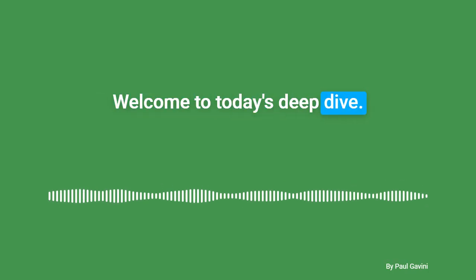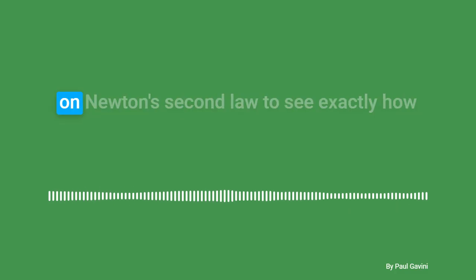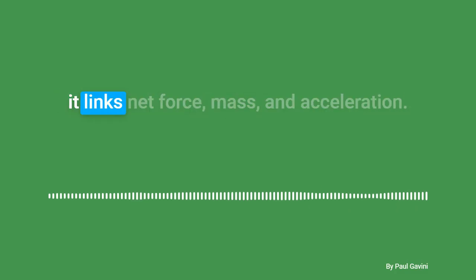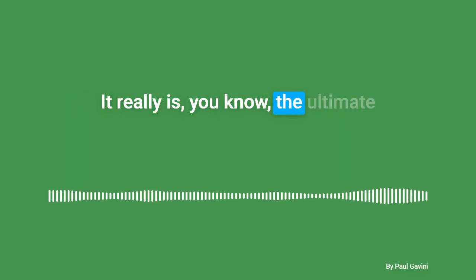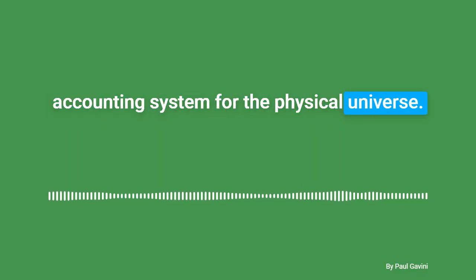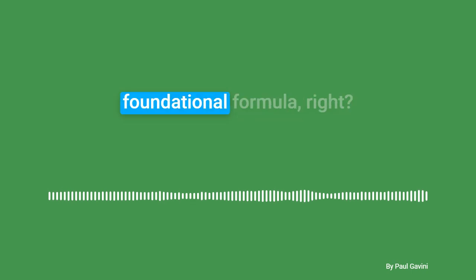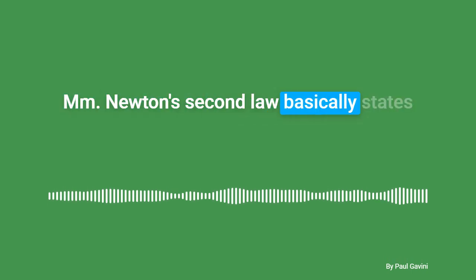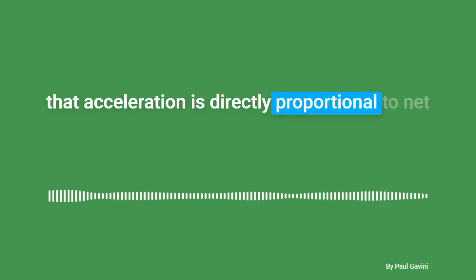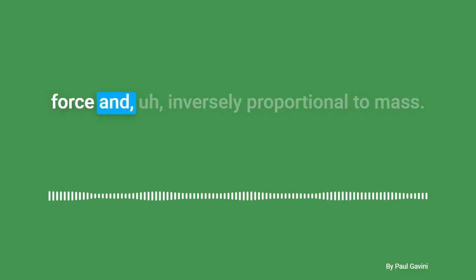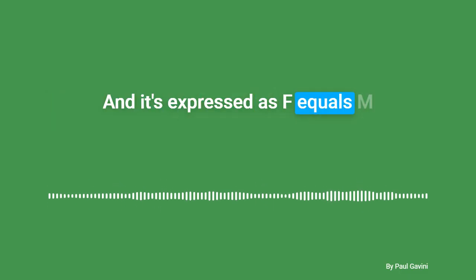Welcome to today's deep dive. We're unpacking the source material on Newton's second law to see exactly how it links net force, mass, and acceleration. It really is the ultimate accounting system for the physical universe. I mean, it governs absolutely every movement. And it all centers on one foundational formula, right? Newton's second law basically states that acceleration is directly proportional to net force and inversely proportional to mass. Right. And it's expressed as F equals m times a.